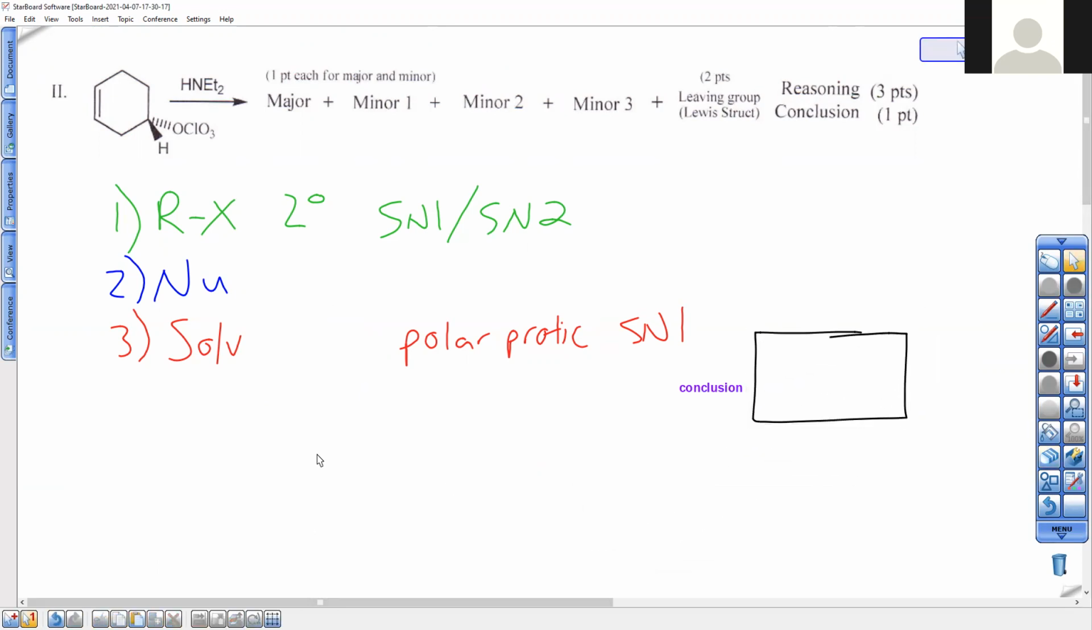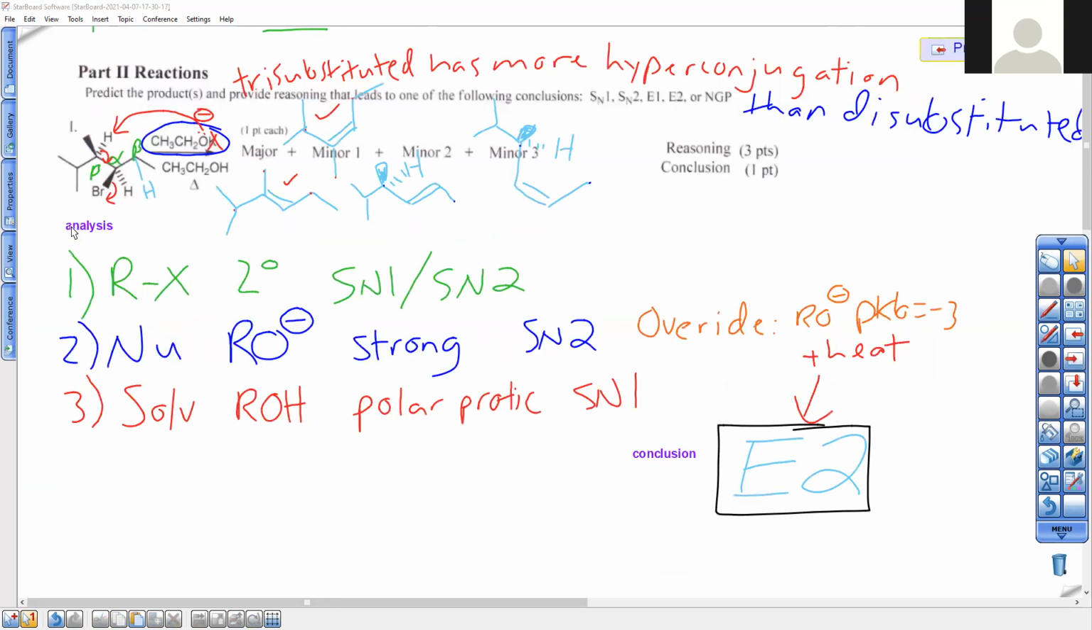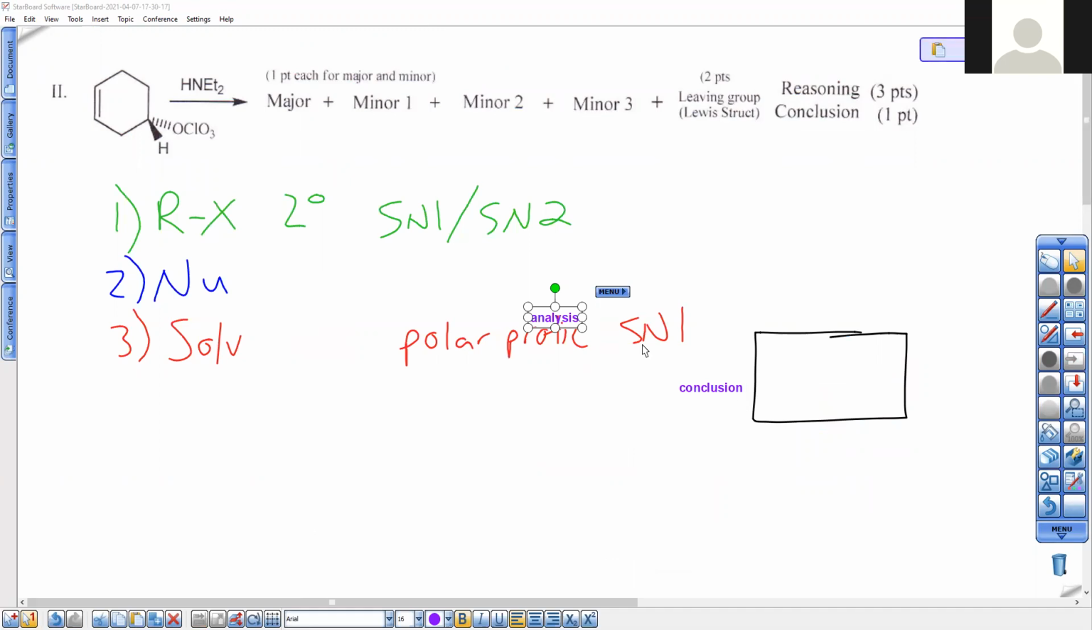All right. I'm going to do our analysis now. There you are. Okay, Rx is secondary. Why? Because this carbon has 2 carbons attached. It's not allylic. You can't add that word because this carbon isn't an alkene carbon. I know you see an alkene carbon. You're tempted to say allylic. Do not. This carbon would have to be allylic.